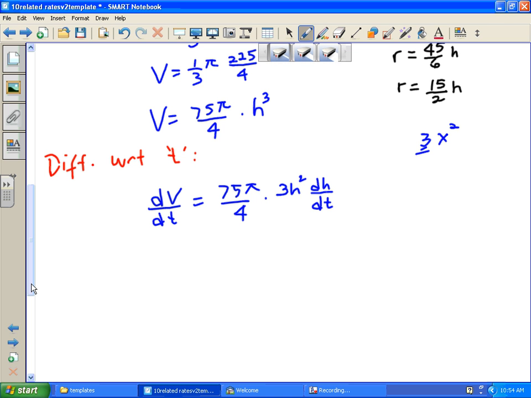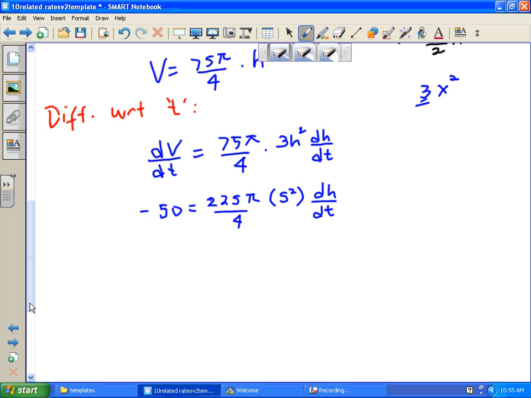And what else do we know? Do we know dV/dt? What was that? Negative 50, right? So let's also put that in there. Negative 50 equals 75 pi. Actually, I might as well multiply 3 times 75. And looks like that's going to be 225 pi over 4. For h squared, I'm going to put in 5 for h, so that'll be 25 in there. And then we have dh/dt at the end.